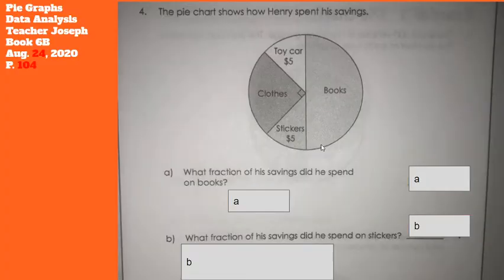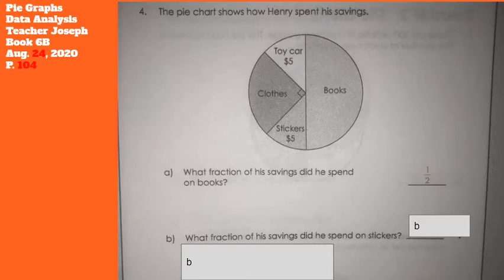Today we were also looking at the problems in the book on page 104. On page 104, we were looking at a graph showing the savings that Henry spent. For example, A says, what fraction of his savings did he spend on books? If we take a look at the graph, half of the graph shows books. So 50%, or 1/2 of the savings, was his book cost.